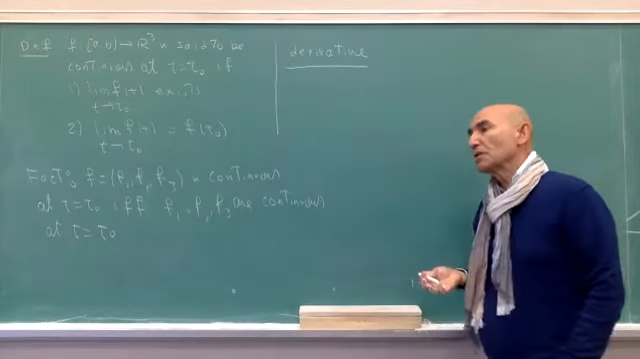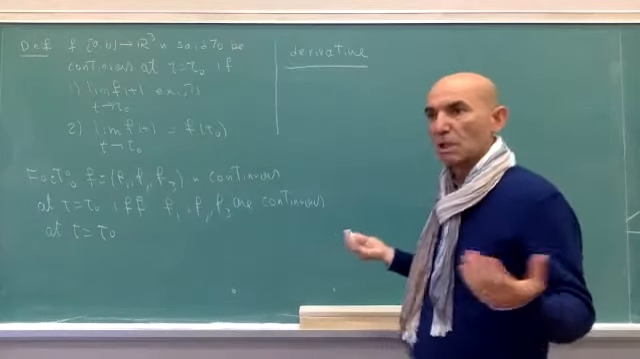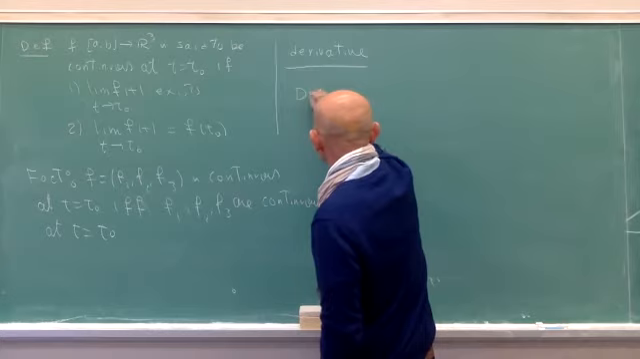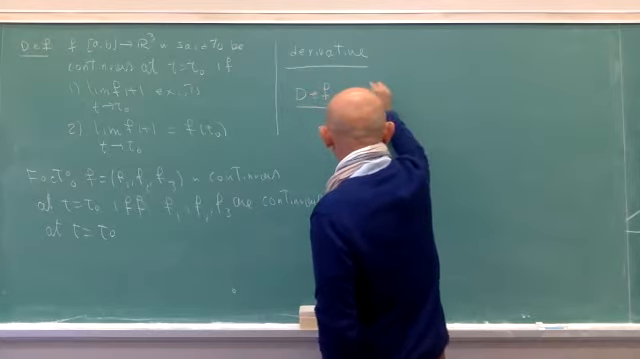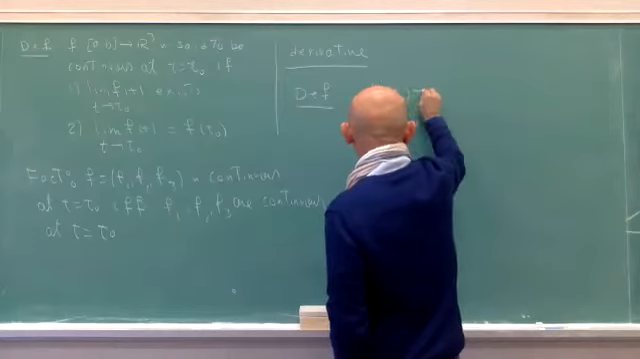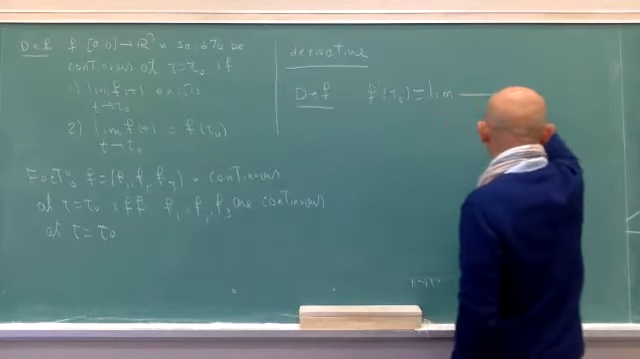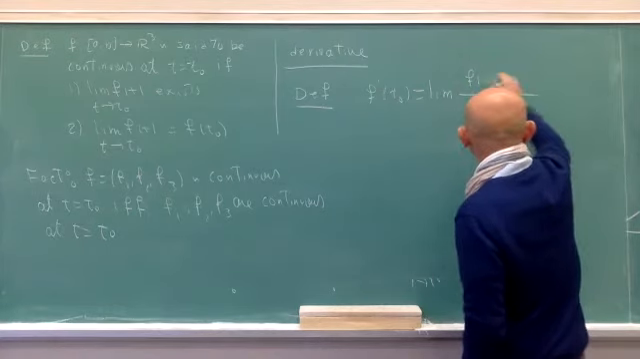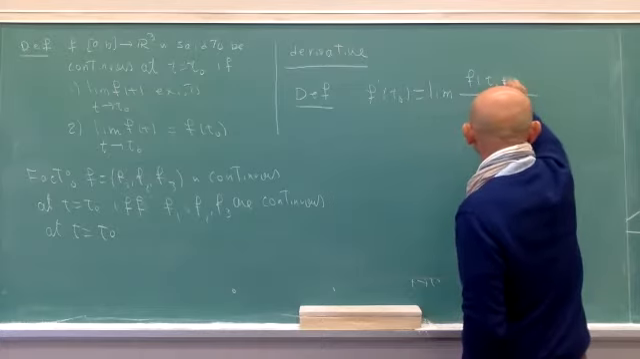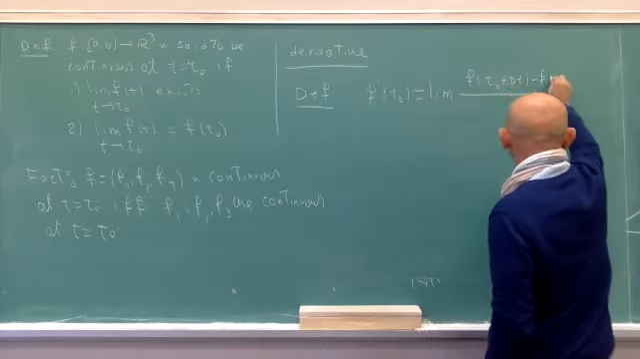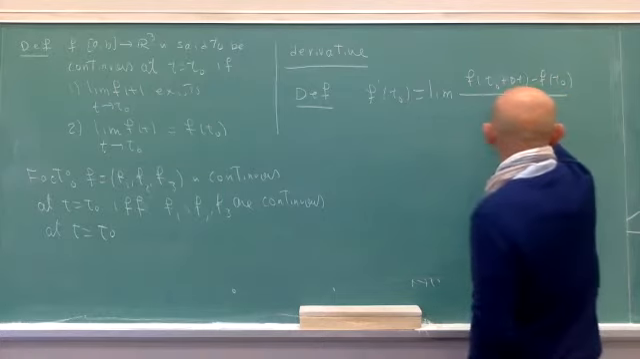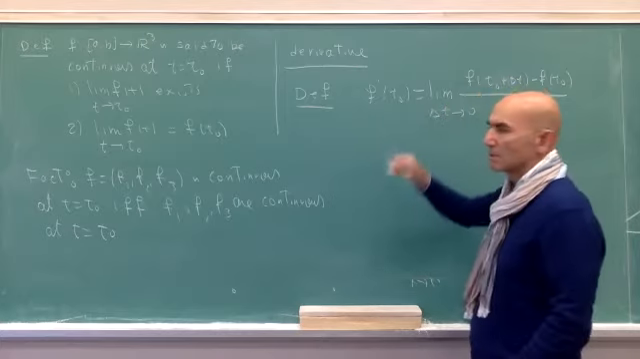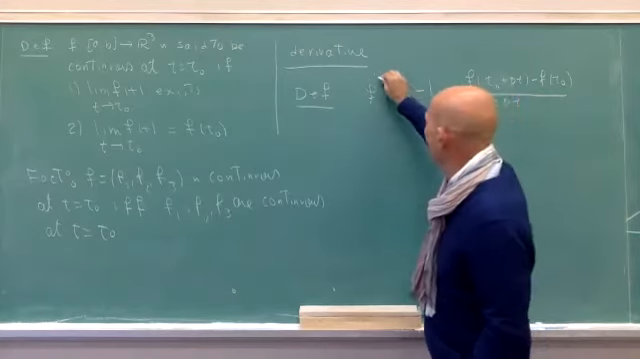Okay, so the definition of the derivative is exactly similar to this. We just say, f prime at some point t0 is equal to the limit of f of t0 plus delta t minus f of t0, divided by delta t, as delta t goes to 0, right? So that's the definition of the derivative.